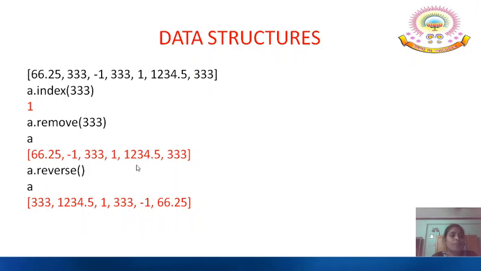333 is printed first, 1234.5 is printed next, then 1, then this value, then this value, and then this value. So it is completely in the reverse order. And you want to sort. So these elements are sorted like -1, 1, 66.25, 333, 333, and then 1234.5 as its answer.